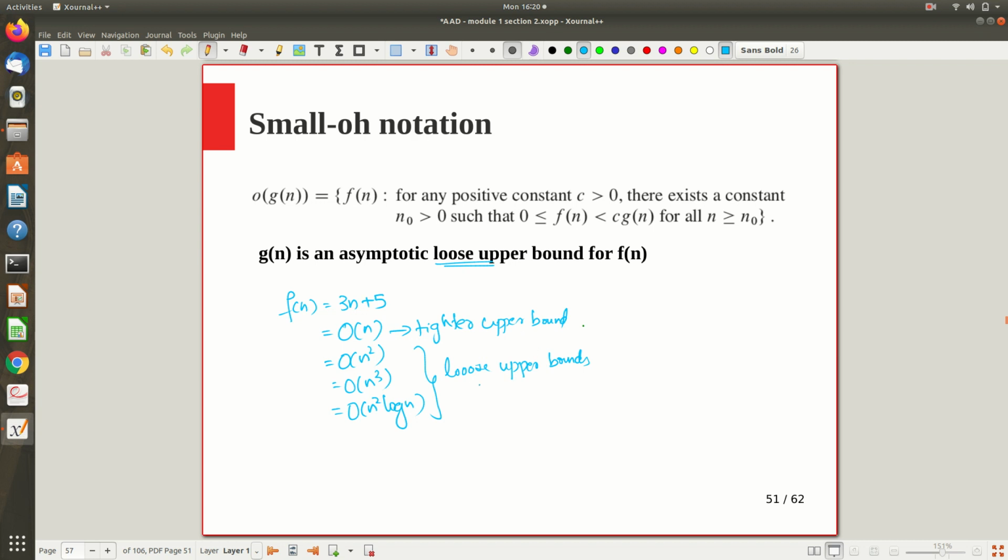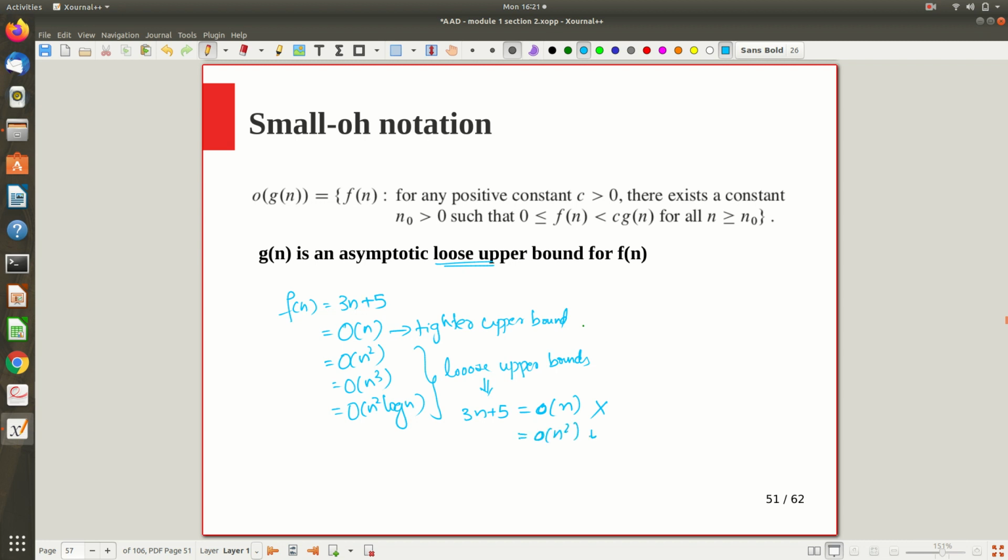When it comes to loose upper bounds, we have a special notation called a small o. So that is more accurate for representing loose upper bounds. So my question is, 3n plus 5, okay, so this is my f(n). Can I write it like a small o of n? This is wrong. Okay, so small o is only strictly for loose upper bounds. So this is equal to small o of n square.